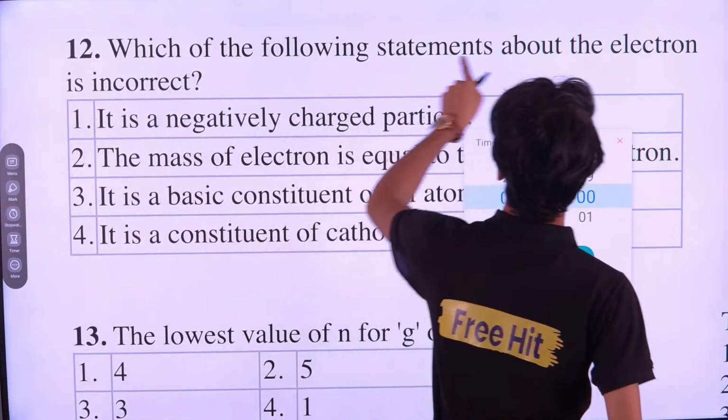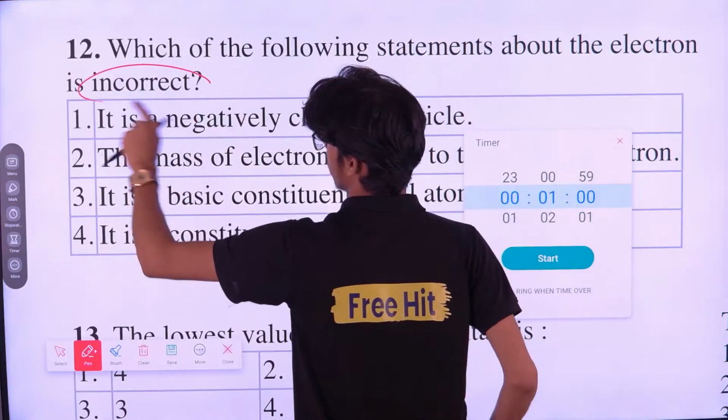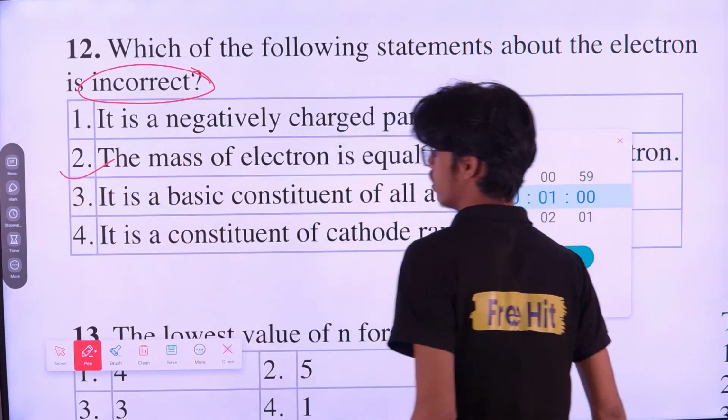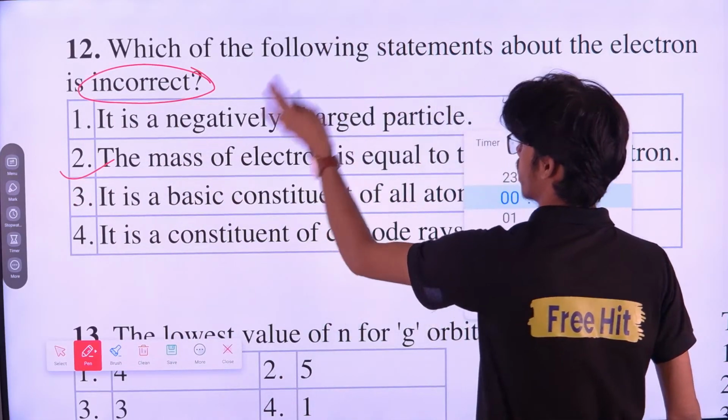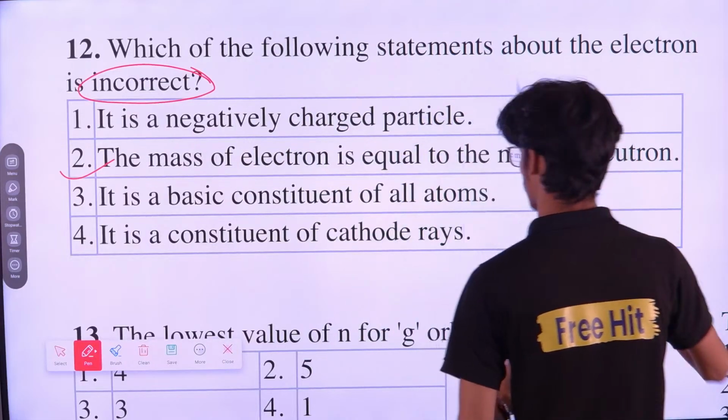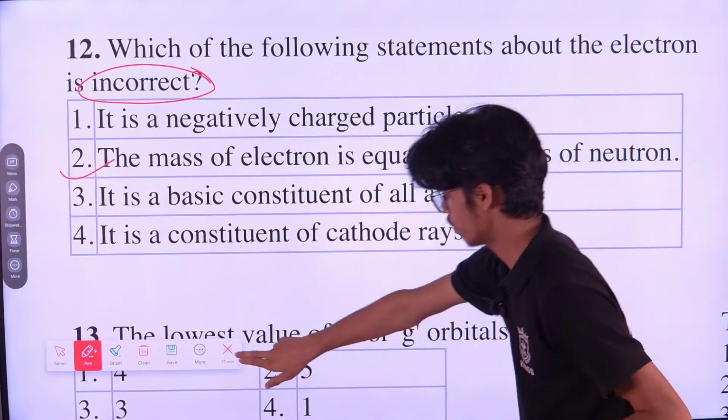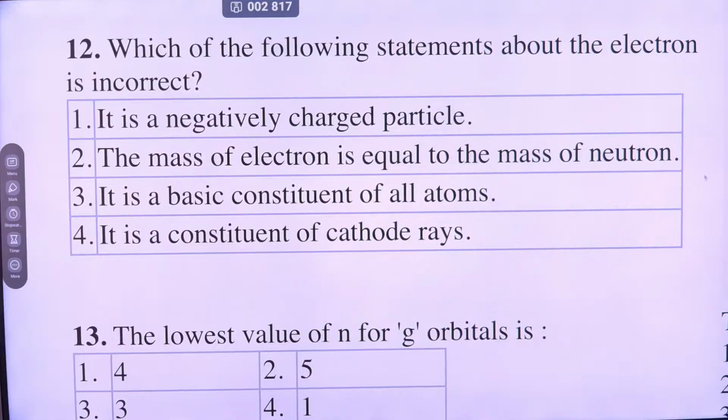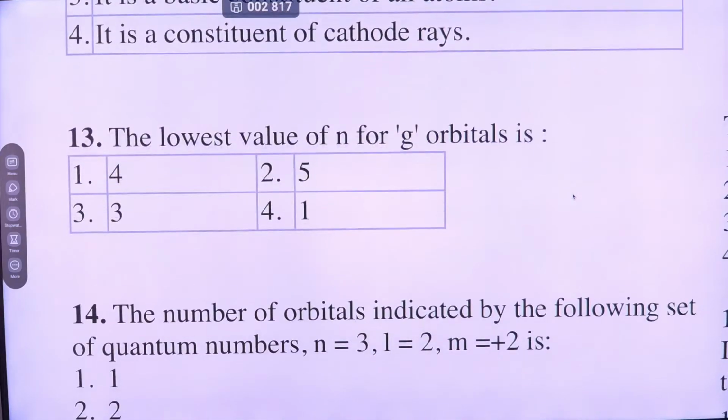So which of the following statements about the electron is incorrect? We wanted the incorrect thing, so the second option is the incorrect statement. That's why it's the correct option. Got it? Let's go on to the next question directly. No need to waste time over these types of questions. Okay, here is the next question.